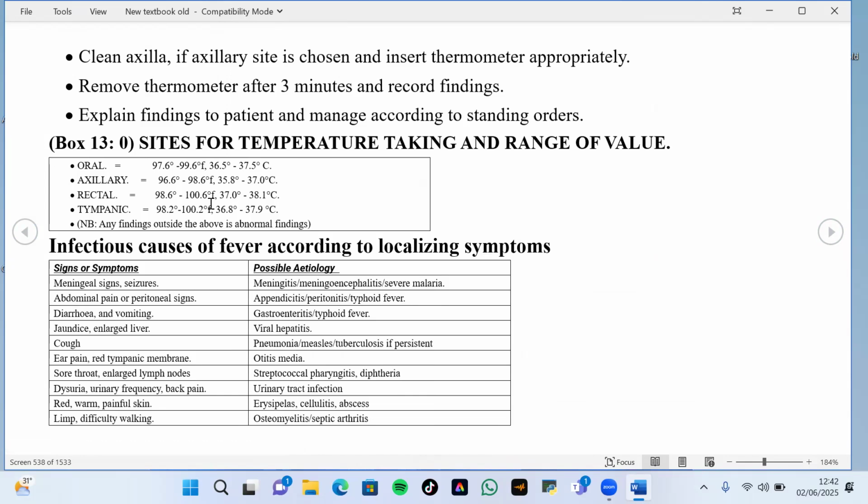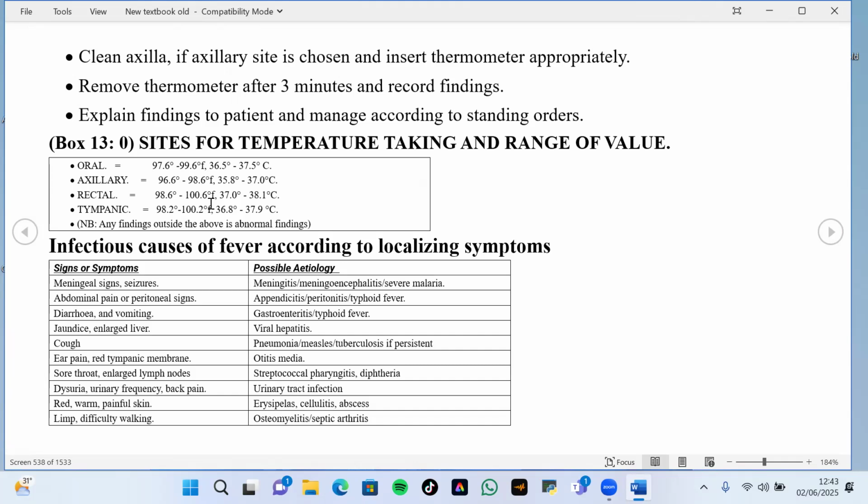The normal range of value in centigrade is 36.5 degrees Celsius to 37.5 degrees Celsius. Then for axillary, we have 35.8 degrees Celsius to 37 degrees Celsius. For rectal sites, we have 37 to 38.1 degrees Celsius. Then for tympanic, it is 36.8 to 37.9 degrees Celsius.